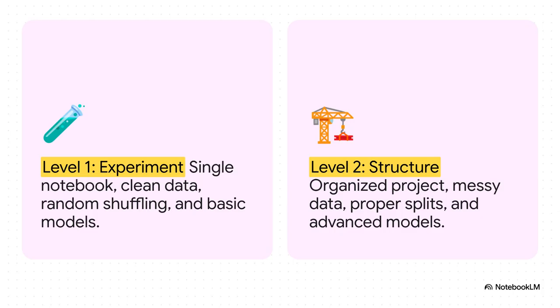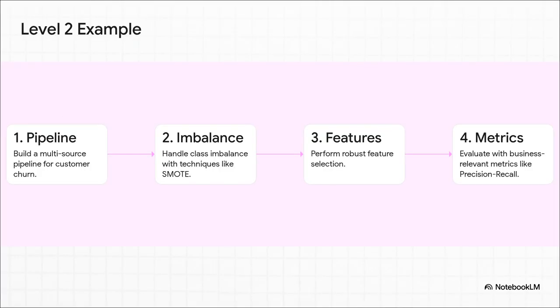So instead of that one giant scrolling notebook, you're now building an organized Python project, probably with different files for different tasks. You're ditching the squeaky clean Kaggle data for messy, real-world stuff that comes from different places. You're also moving from just randomly shuffling your data to using proper train, validation, and test splits. And you're graduating from the basic models to more powerful stuff like LightGBM, or maybe even your first simple neural networks.